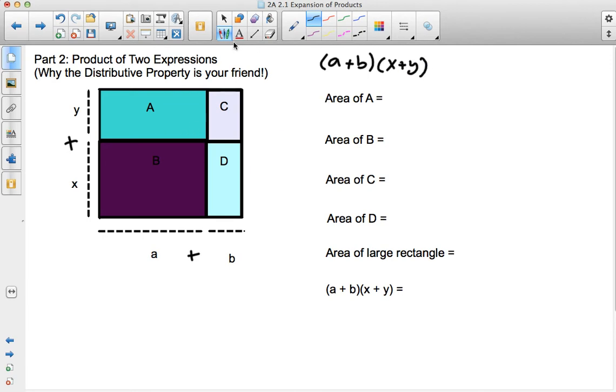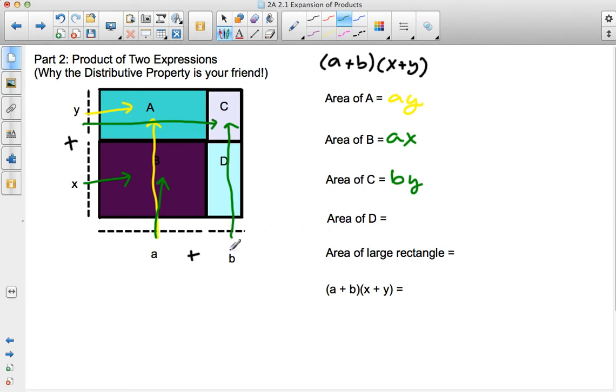So first thing I'm going to do is take a look at the first combination here. I have a times y, and that gets me the area of this rectangle, which is ay. Then I have my next rectangle, a times x, and that gives me the area ax. Then I repeat it for the rest, so I have b times y. That gets me the area of this rectangle, which is by.